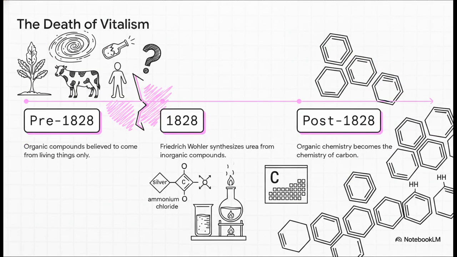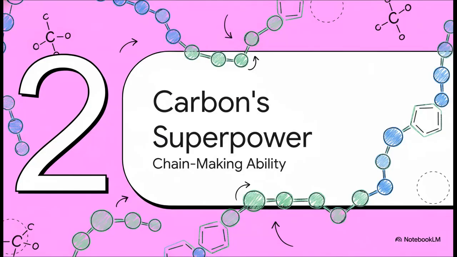Then 1828 rolls around and boom, massive plot twist. Before this year, organic meant living things, period. But a German chemist named Friedrich Wöhler completely shattered this idea of vitalism. He took two strictly inorganic minerals, silver cyanate and ammonium chloride, applied a little heat, and synthesized urea, a fully organic compound created right there in his lab. The magic was officially dead. Post-1828, organic chemistry had to be entirely redefined, not by a magical life force, but simply as the chemistry of carbon.